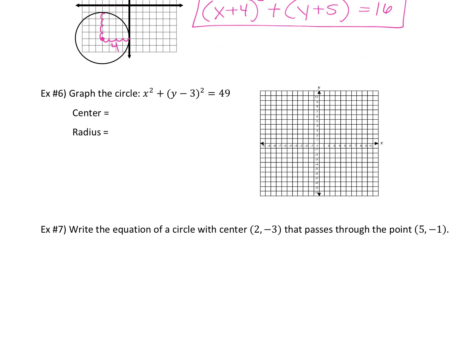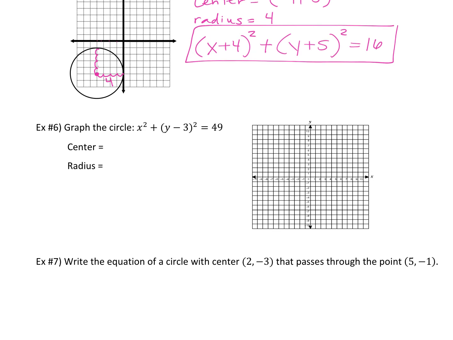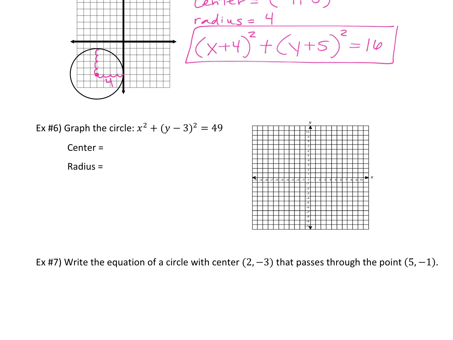Okay, 2 more, and then we're done. Graph, yeah. Which ones you need to what?